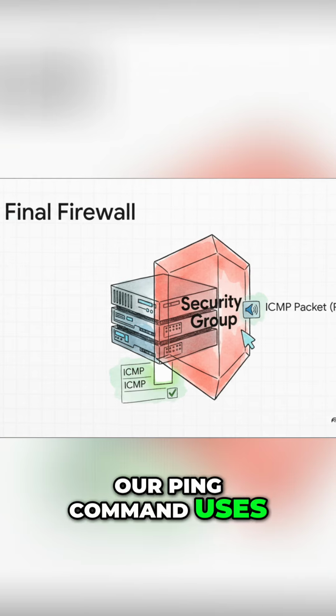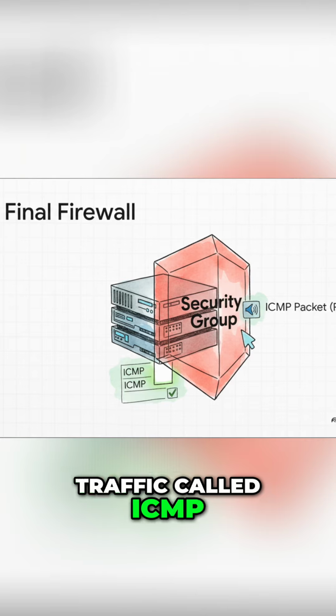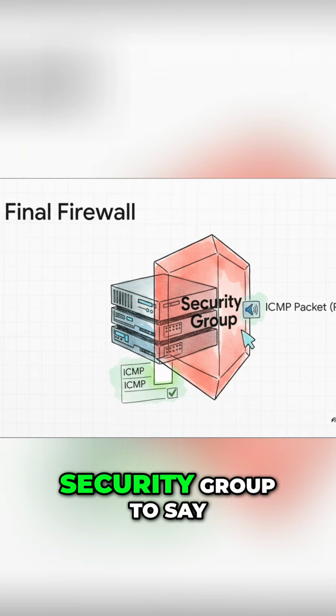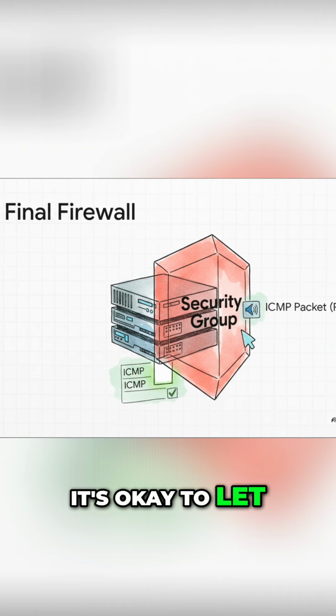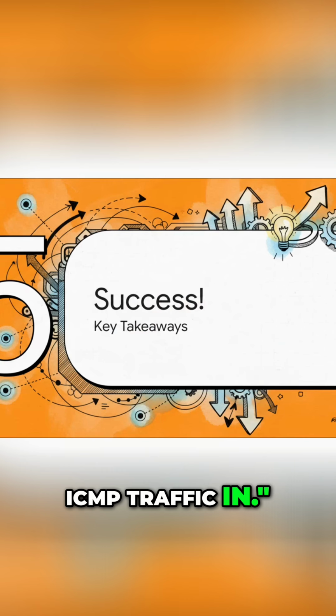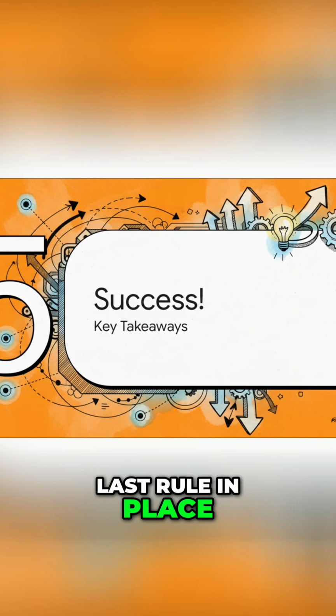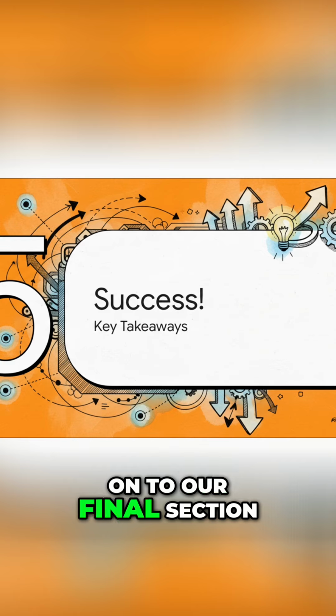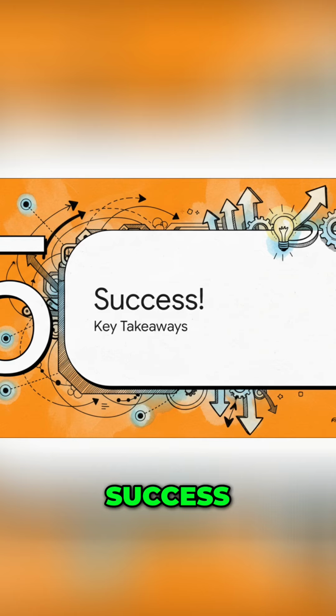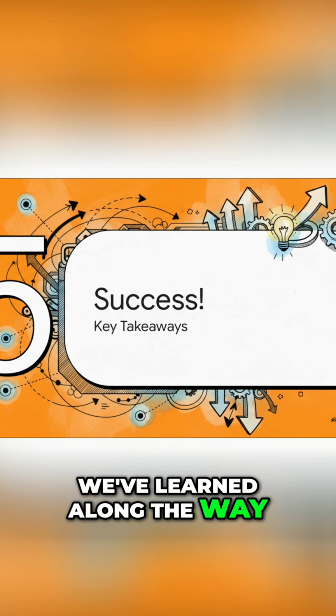Our ping command uses a specific kind of traffic called ICMP. So we just have to add one new rule to the second server's security group to say, hey, it's okay to let ICMP traffic in. And with that one last rule in place, we can finally move on to our final section, success and the key things we've learned along the way.